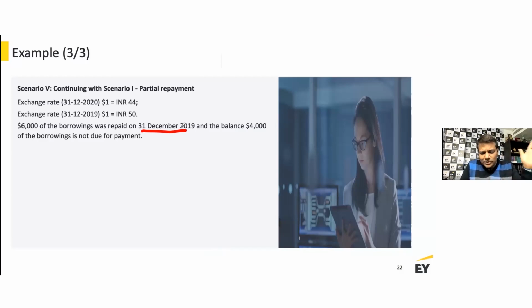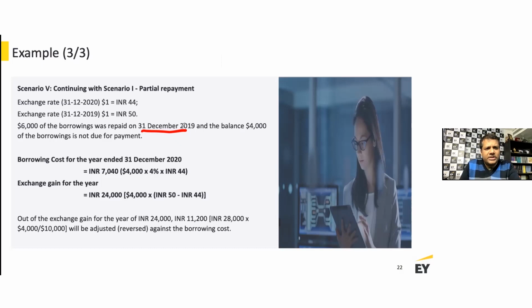Whatever we had capitalized, whatever we had expensed, all of that is done and dusted. So we are only left with 4,000. How much is my borrowing cost for the year 2020? That is only now $4,000. So 4,000 into 4% at the rate of 44, which is the exchange rate here, gets to 7,040. Now how much is my exchange gain here? The rate was 50, and 50 minus 44 is 6 rupees on 4,000. That is 24,000, my exchange gain.